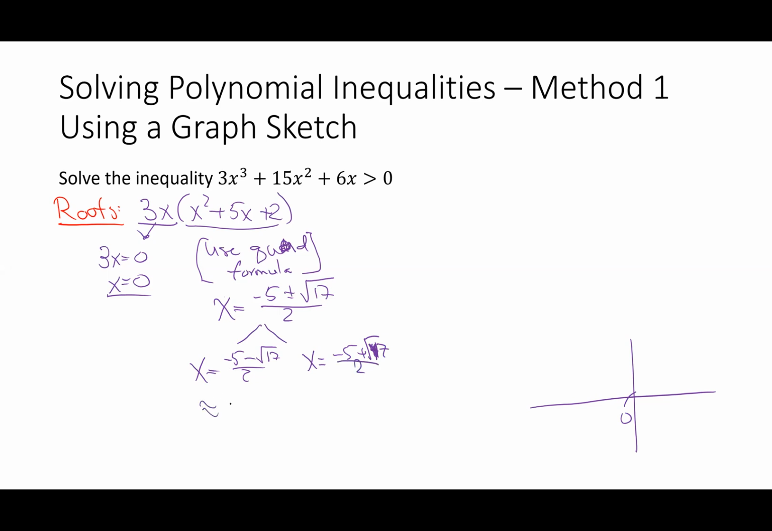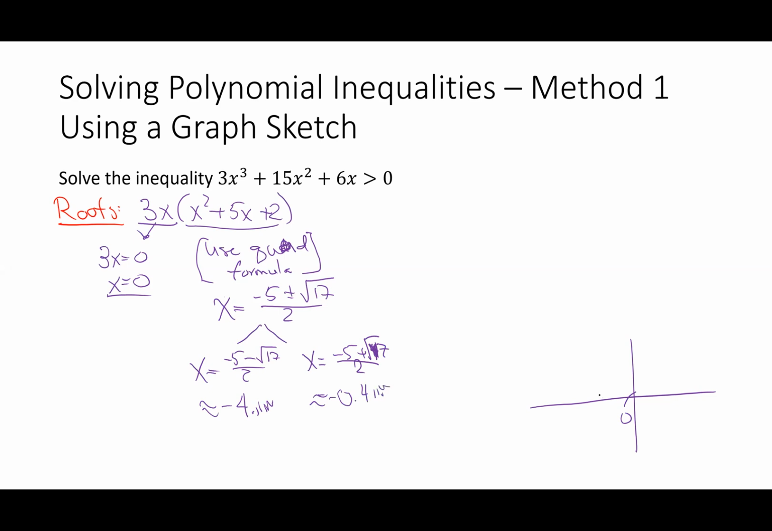This first root here is going to be approximately, let's see, a little bit over 4. This will be about -4.something. And then this one here, approximately, is going to be -0.4 and so on.